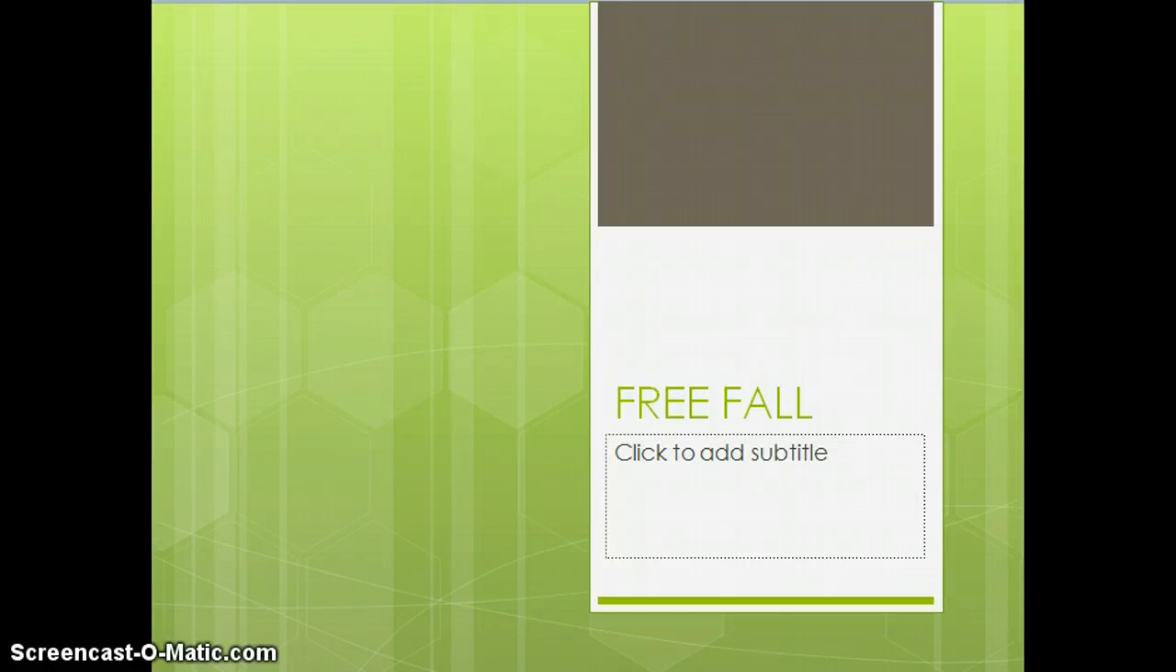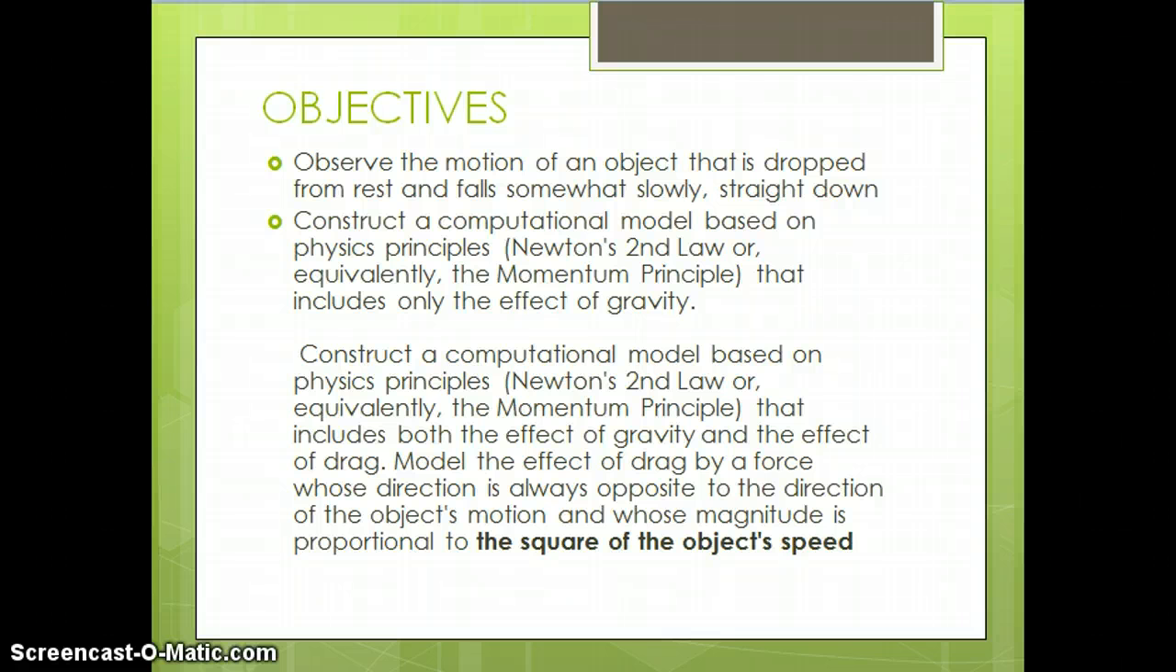Hi and welcome to my presentation on the free fall of an object. The objectives of this presentation were to observe the motion of an object that is dropped from rest and falls somewhat slowly, to construct a computational model where we consider simply the effect due to gravity, and also to construct a computational model where we consider both the effect of gravity and the effect of drag.